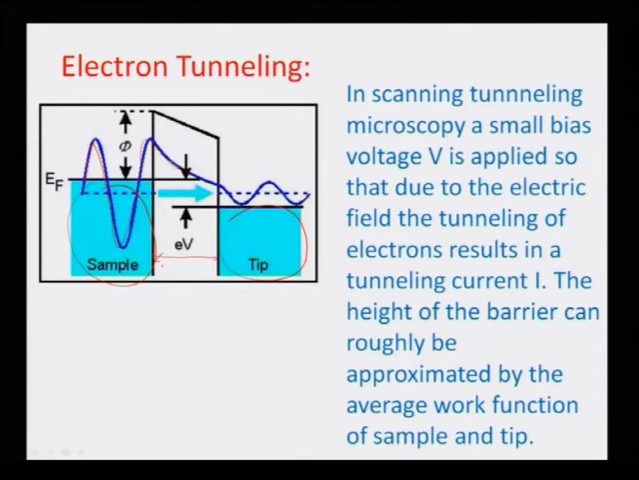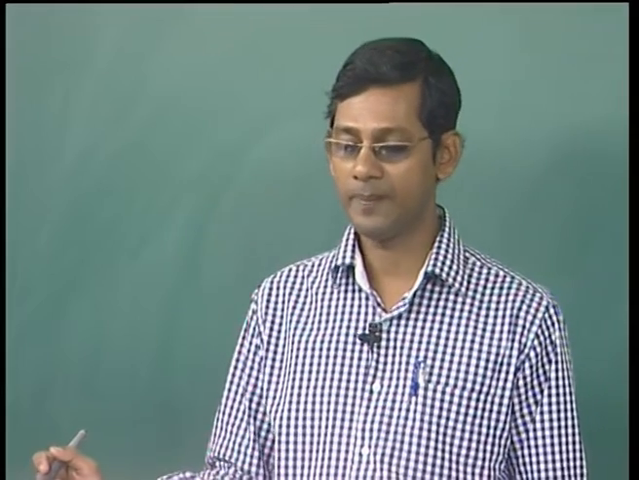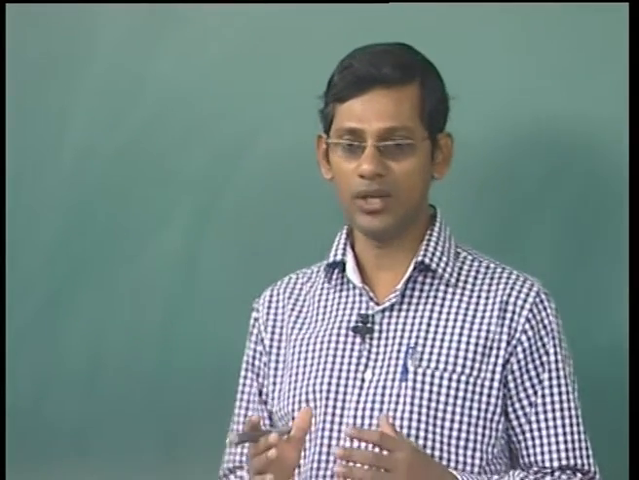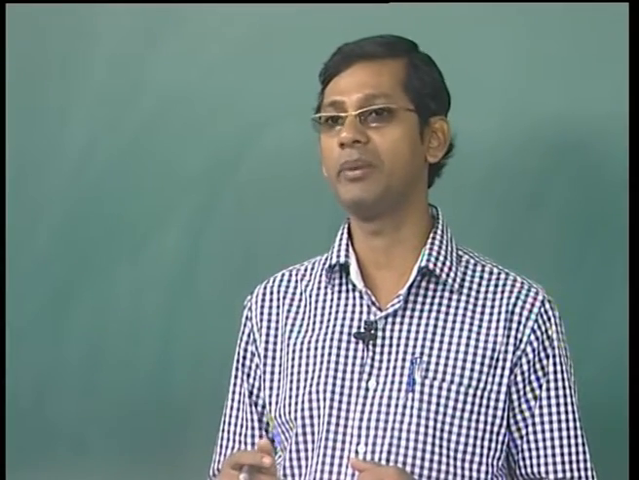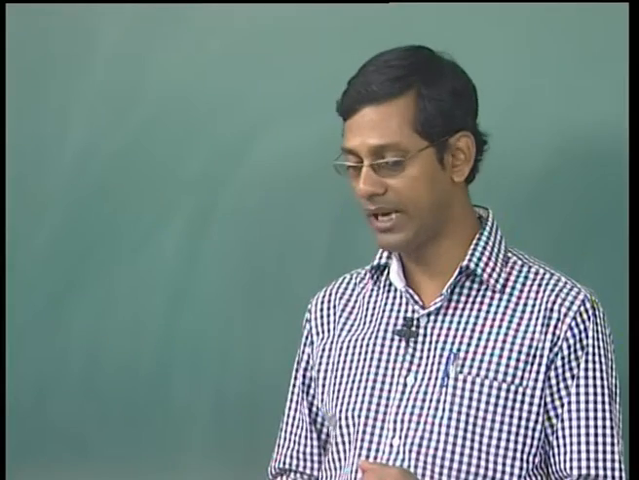In fact, this same tungsten tip is used for the field emission electron guns, which we discussed for transmission electron microscopes. So this concept of tunneling can be used for imaging the surfaces of a material. Let's see how it is done.